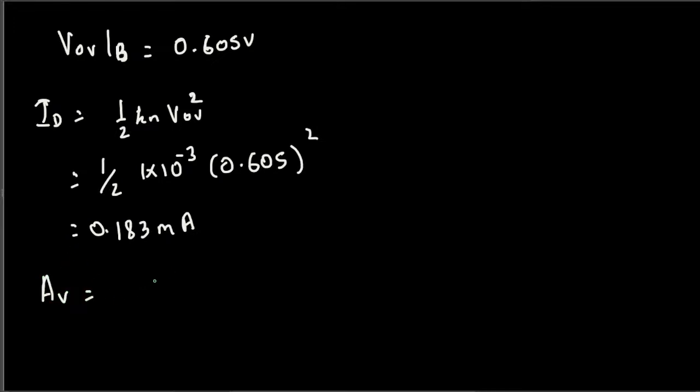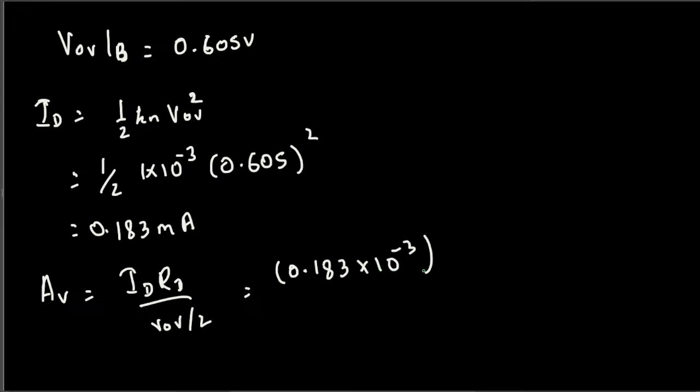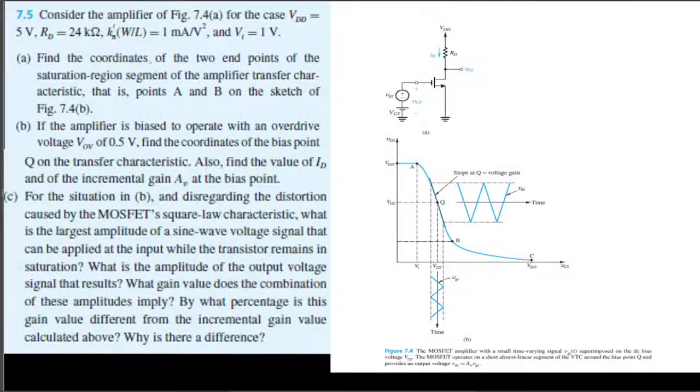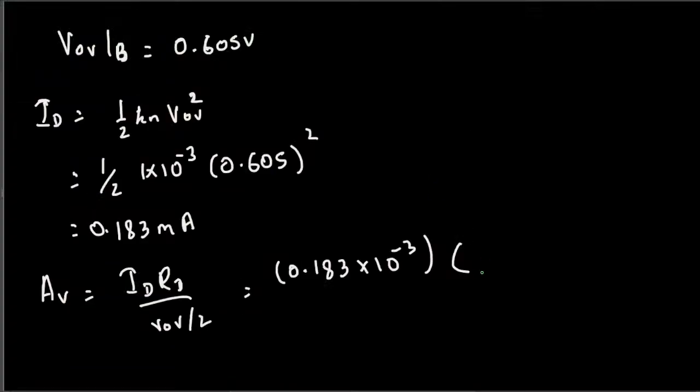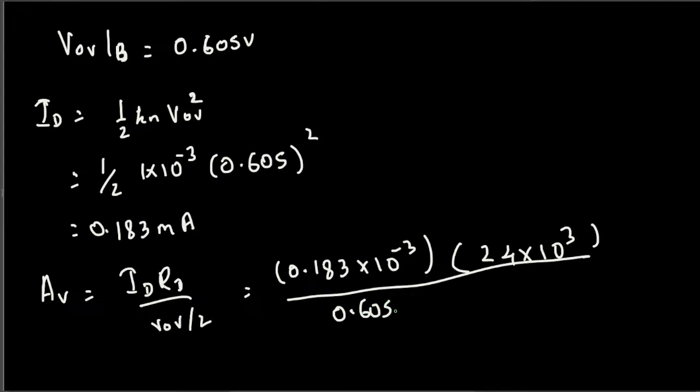The reason we found out the current is because that will allow us to find out the gain. The gain equation is given by ID times RD divided by V overdrive divided by 2. We just found out the current to be 0.183 milliampere, that is 10 to the power minus 3, and the RD value is given in the question, that is 24 k ohm resistance. So I put that right here, 24 times 10 to the power 3, and then V overdrive we already know is 0.605, divided by 2, and that comes out to be 14.52. Now we have the gain.